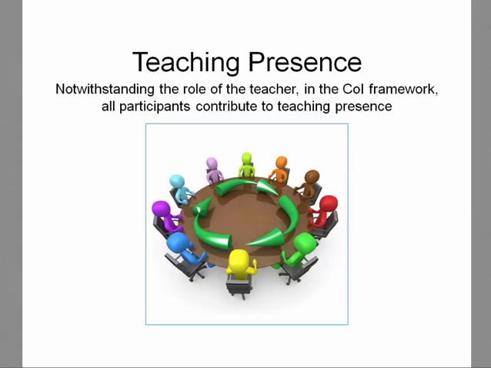Some of the indicators are identifying areas of agreement or disagreement, seeking to reach consensus and understanding, encouraging, acknowledging, or reinforcing students' contributions, setting the climate for learning, drawing in participants, prompting discussion, and assessing the efficiency of the process.